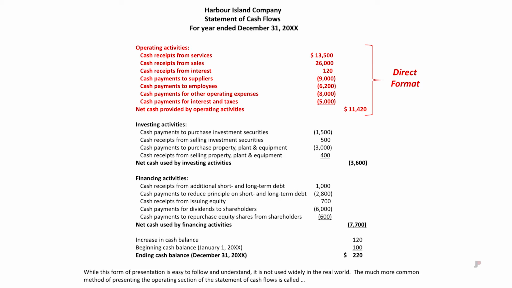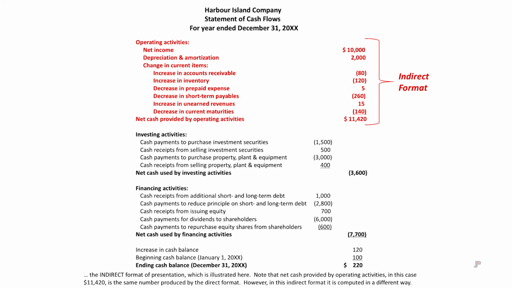While this form of presentation is easy to follow and understand, it is not widely used in the real world. The much more common method of presenting the operating section of the statement of cash flows is called the indirect form of presentation, which is illustrated here. Note that net cash provided by operating activities, in this case $11,420, is the same number produced by the direct format. However, in this indirect format, it is computed in a different way.